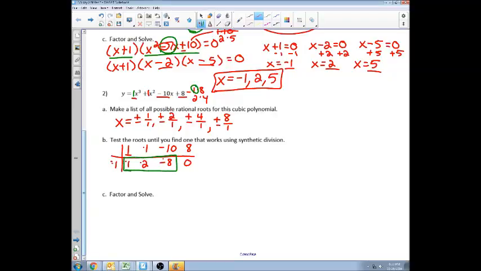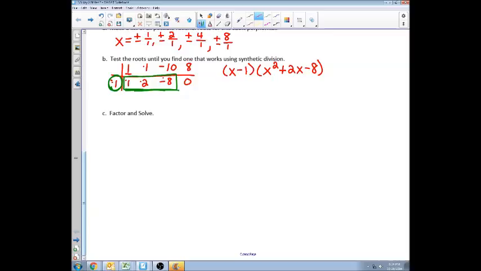I'm going to go ahead and write down my answer now. Remember that I'm going to have one set of parentheses that uses the opposite of this number. So x minus 1. The next set of parentheses will use my answer to my synthetic. So because it started as x to the third, I have x squared plus 2x minus 8. That is the factored form so far. Now I'm going to write both those down here. I'm going to factor and solve. So it'd be x minus 1, x squared plus 2x minus 8 equals 0.